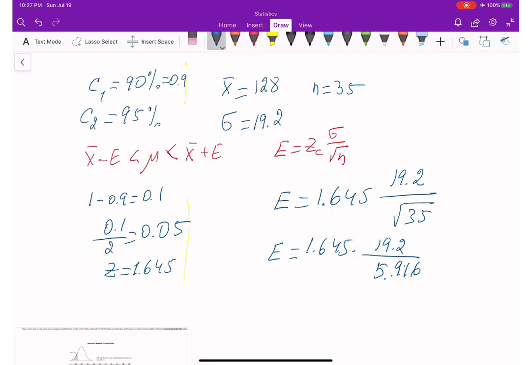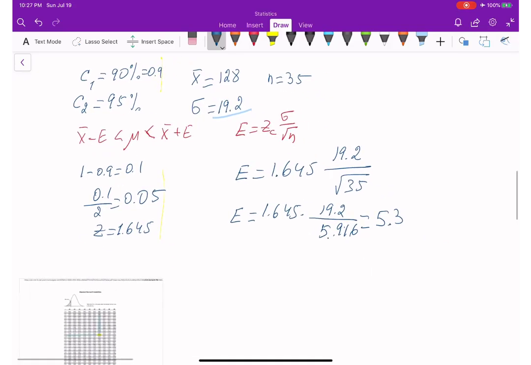I'm looking here. Sigma, x bar is a whole number, and then sigma uses only 1 decimal. Then I'm going to use 1 decimal, most likely. So it's going to be equal 5.3. Margin of error.